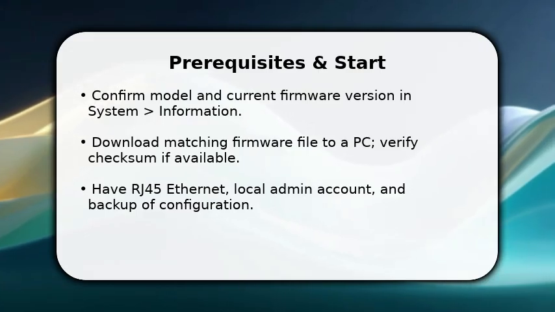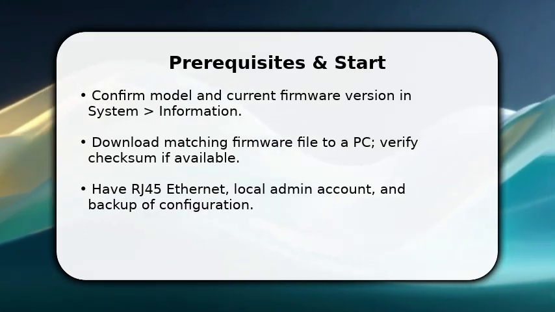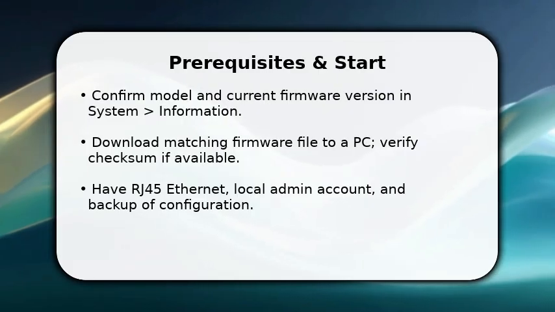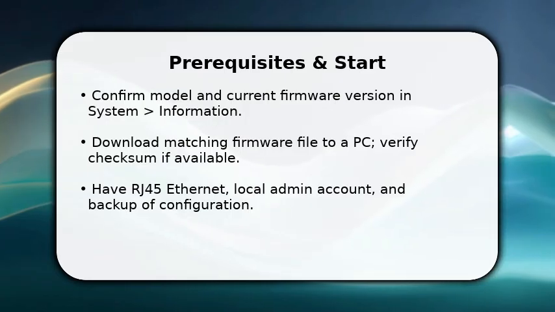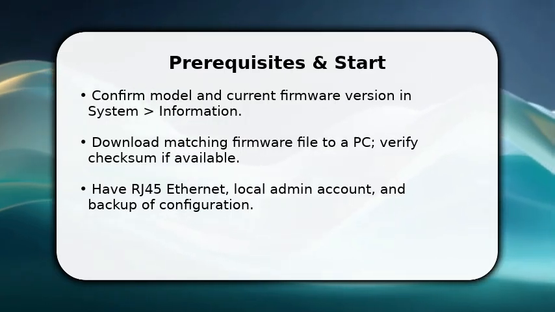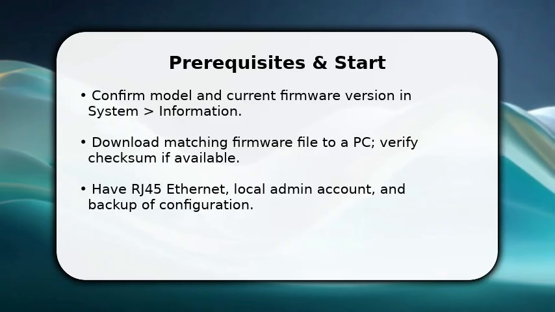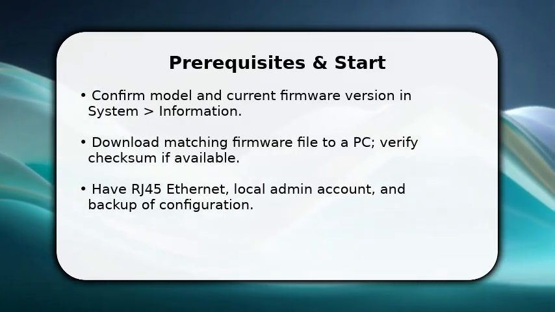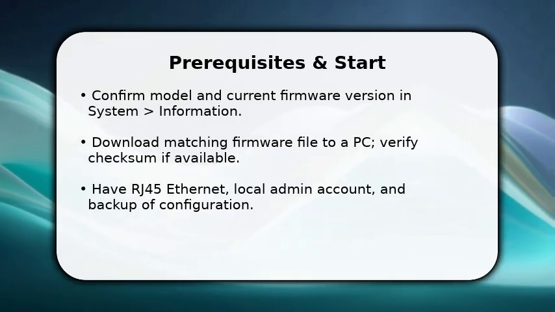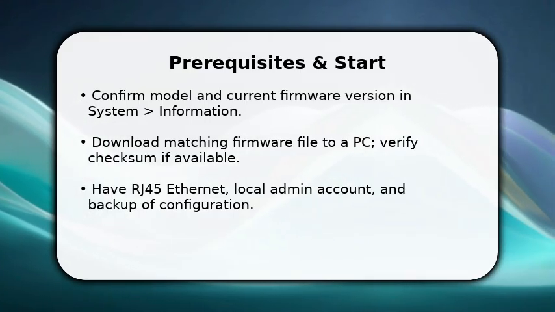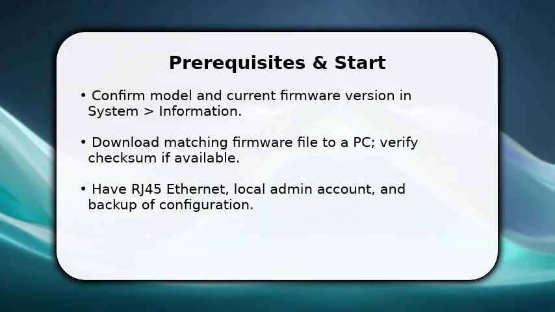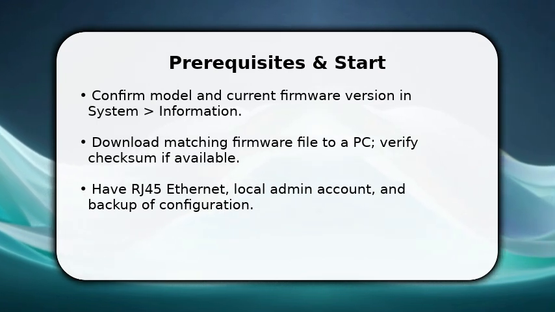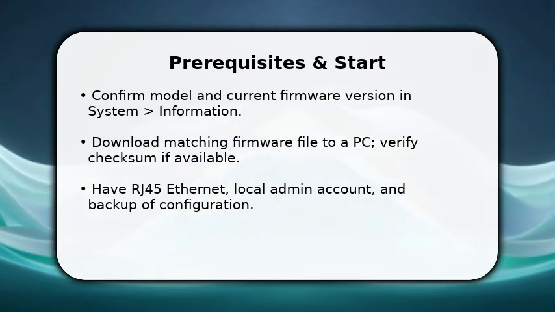Enjoy the video. You begin by confirming the DVR model and current firmware from system information so you get the exact file. Once done, download the matching firmware to your PC and verify the checksum if provided. This prevents mismatches. Make sure you have an admin account, a stable RJ45 network connection, and a full configuration backup saved locally. Now power stabilize the unit and prepare the file transfer method, either direct browser upload or the SADP/config tool to start the update.